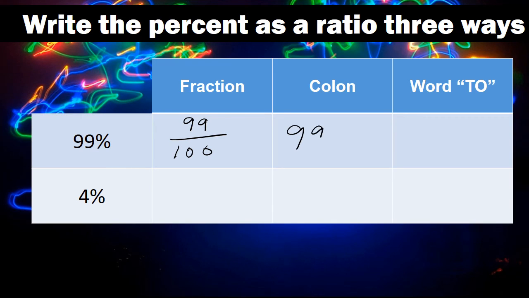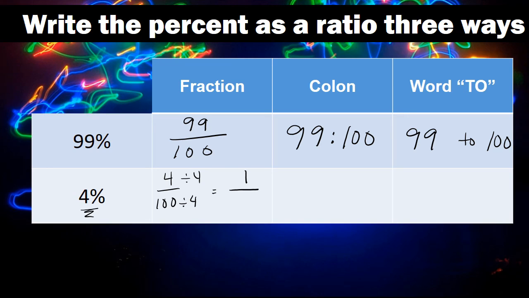Using the colon, we take our fraction and just do the two dots: 99:100. And using the word "to", we can do 99 to 100. With 4%, we write this as a fraction, 4/100. We can simplify by dividing the top and bottom by 4, which equals 1/25. Using the colon, we do 1, two dots, 25. And using the word "to", we can write 1 to 25.